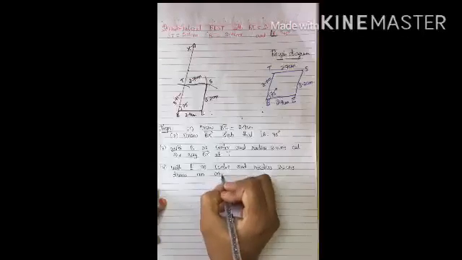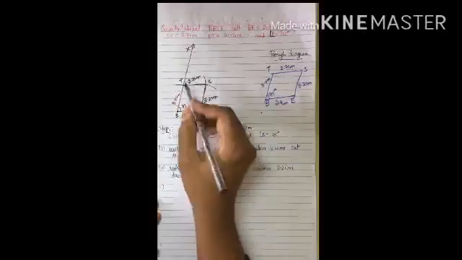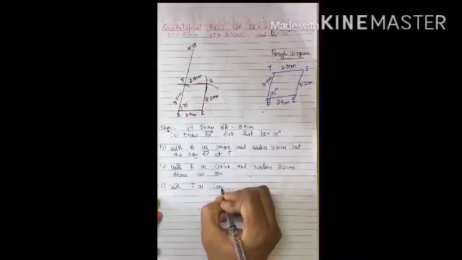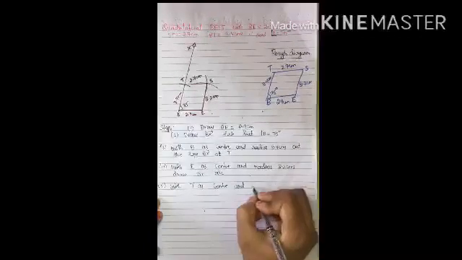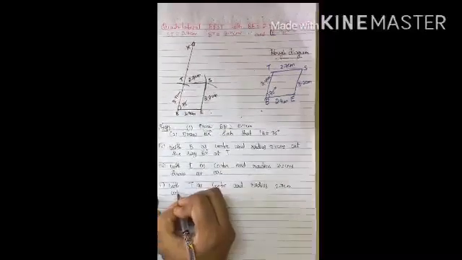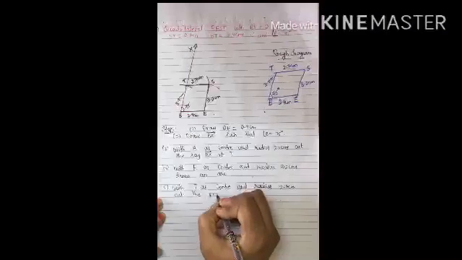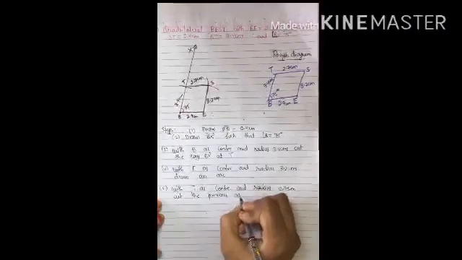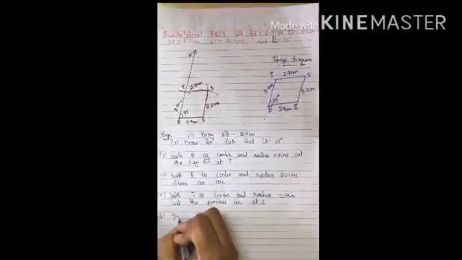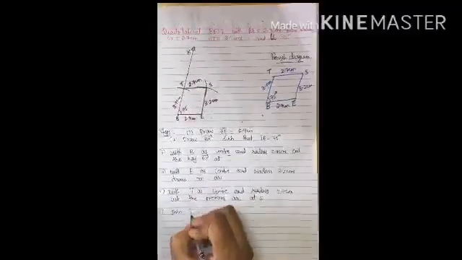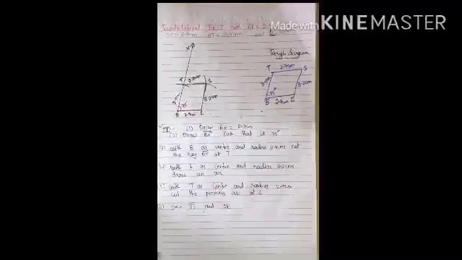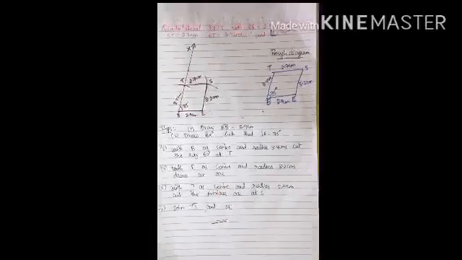Next, with T as center and radius 2.7 centimeters, cut the previous arc at S. Next, what you have done? Join TS and SE. So this is the required quadrilateral.